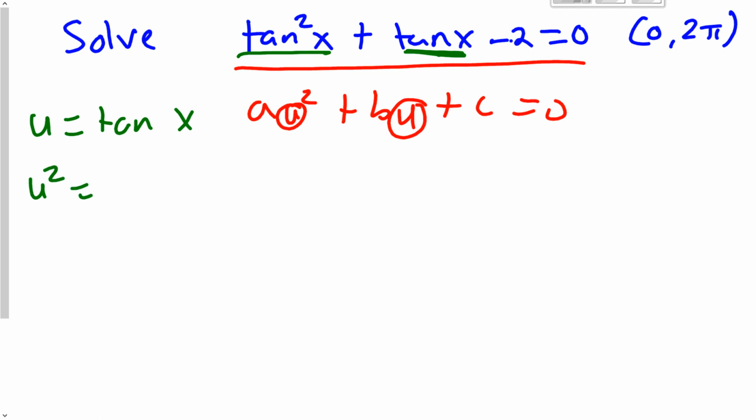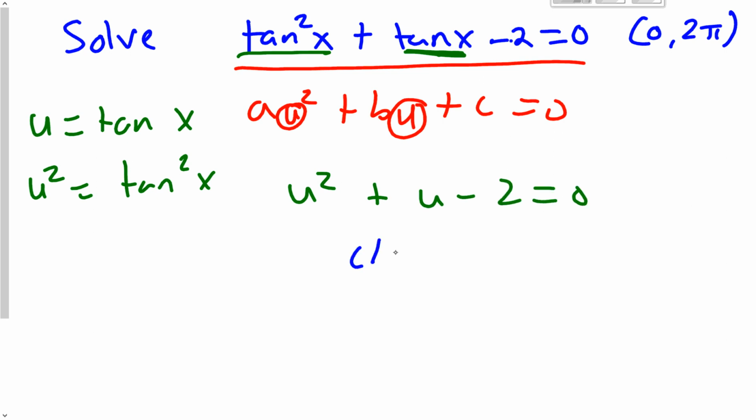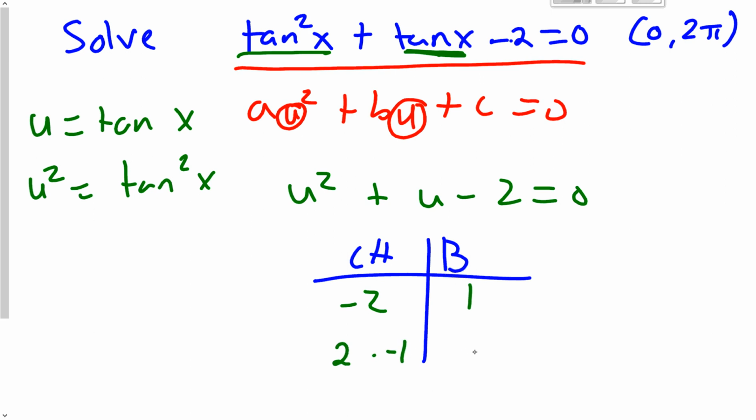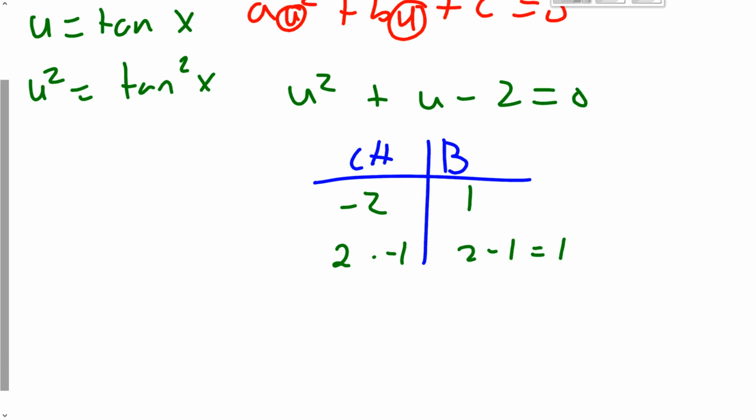So then u squared would be tangent squared x. So this would just be u squared plus u minus 2 equals 0. Then we can just factor, however you factor. So it's c times a is negative 2, adds up to b is 1, so that'd be a positive 2 times negative 1, and 2 minus 1 equals 1. So those are our two numbers. Then we divide by our a, which is 1, so that's not changing anything.